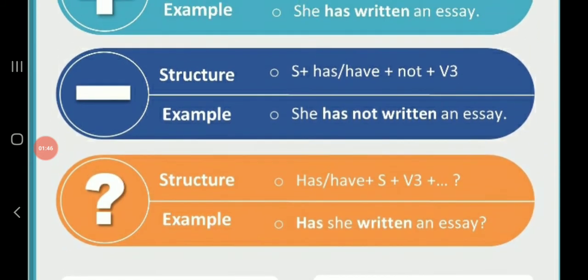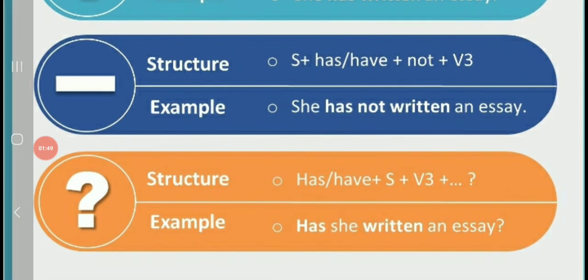If you talk about interrogatives, you can see here in the pink structure, first of all we use has or have, then subject, then verb third form plus object. Example, you can see like has she written an essay. Now what we do if suppose any question word remains, then question word is used just in the beginning of a sentence. Like before has or have, question word can be used, and I think you all know the question words like why, where, which, how, whom, whose. These are the question words used in interrogative sentences at the beginning.